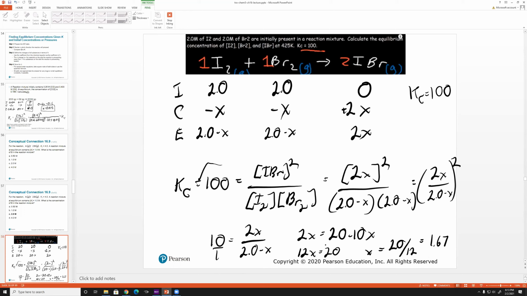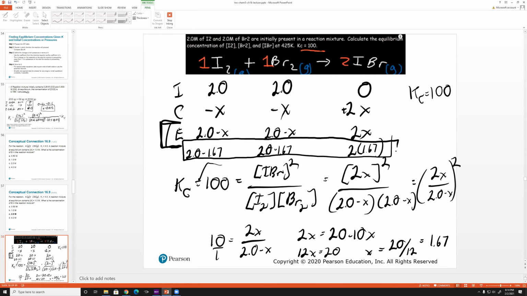I know that went through that pretty fast, but the question is asking us to calculate the equilibrium concentrations. So that's only focusing on this E column. For the I2, it would be 2.0 minus 1.67. For the Br2, same thing, 2.0 minus 1.67. And for IBr, it would be 2 times 1.67. And these would be your equilibrium concentrations.